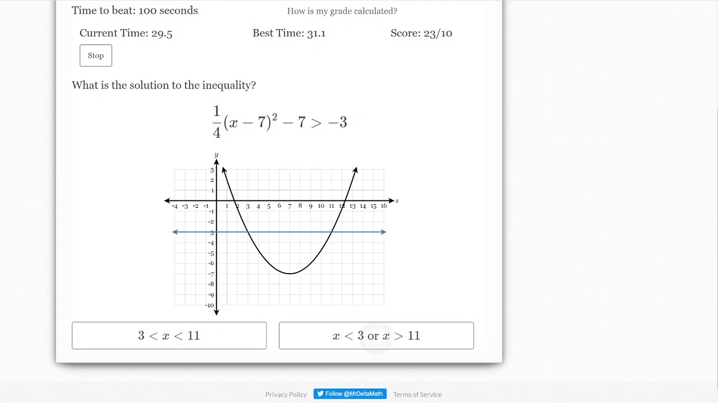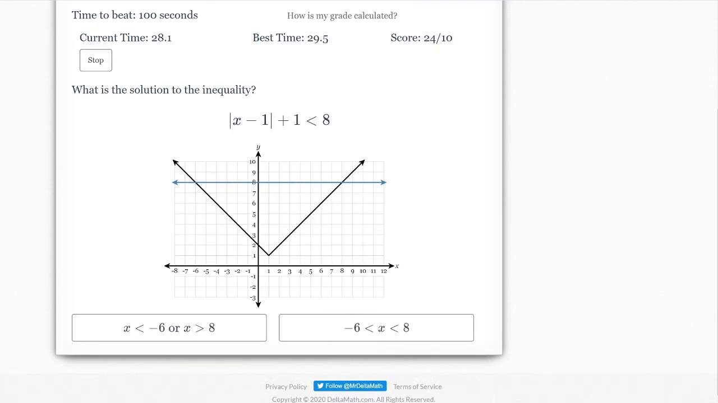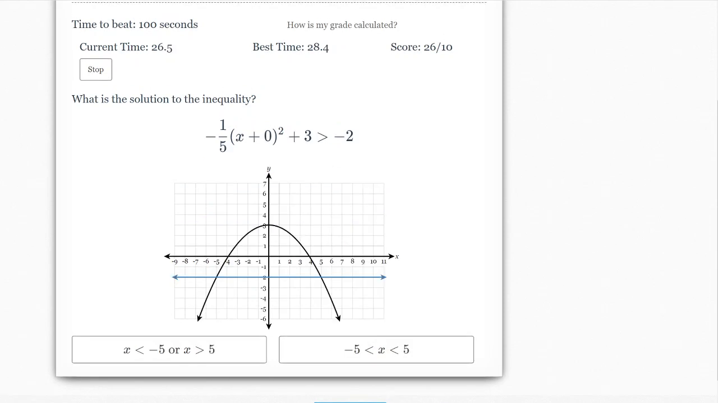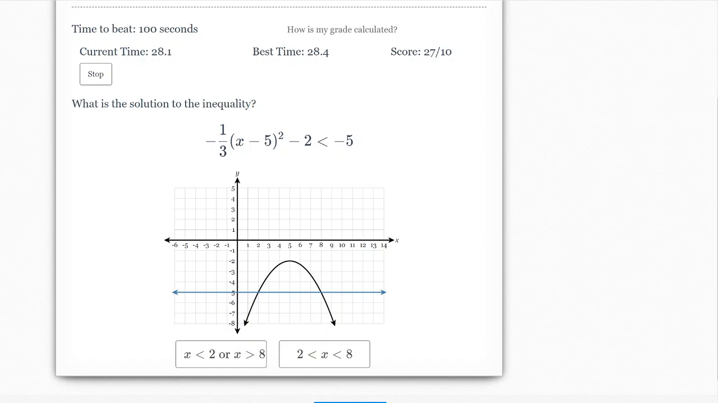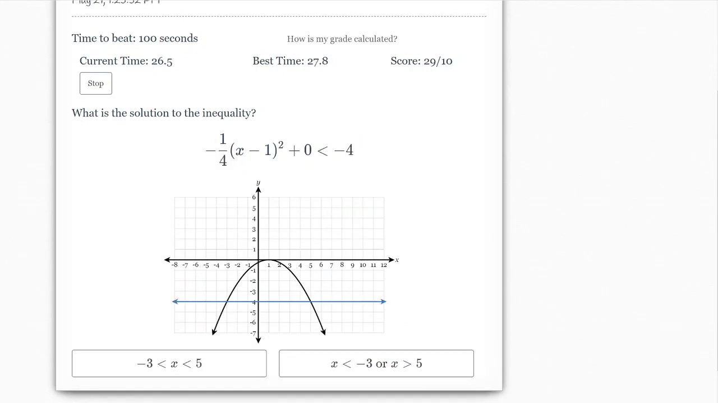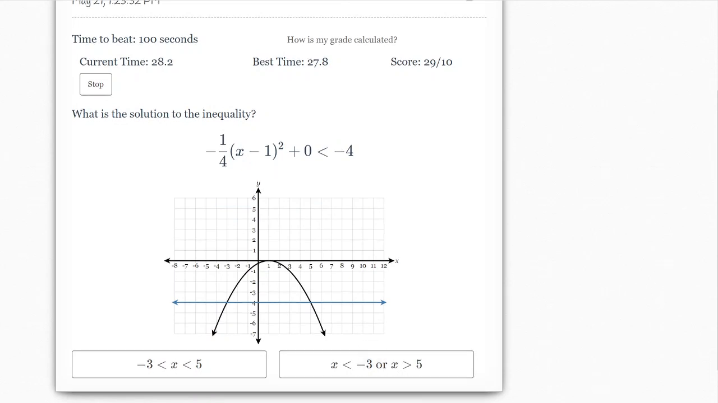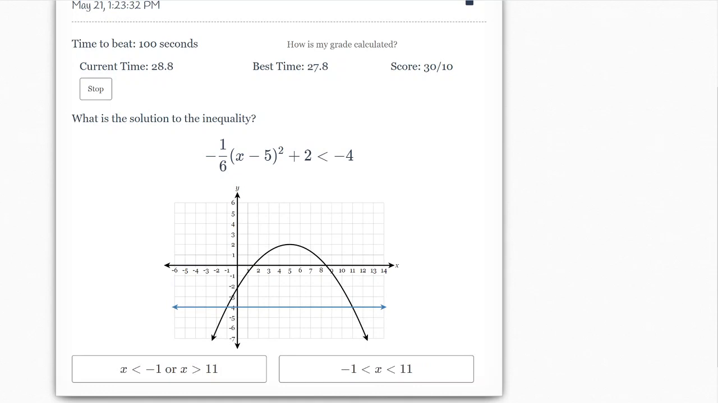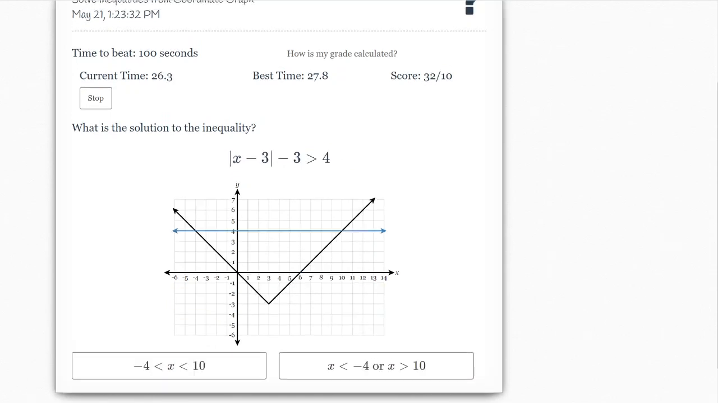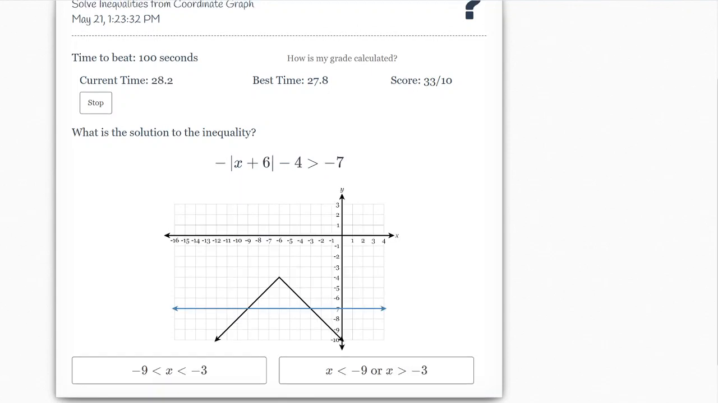Greater than, two intervals outside. Less than is inside. Greater than is outside. Greater than is inside. Less than is outside. Greater than is outside. Less than is outside. Less than is outside. Less than is inside. Greater than is outside. Greater than is inside.